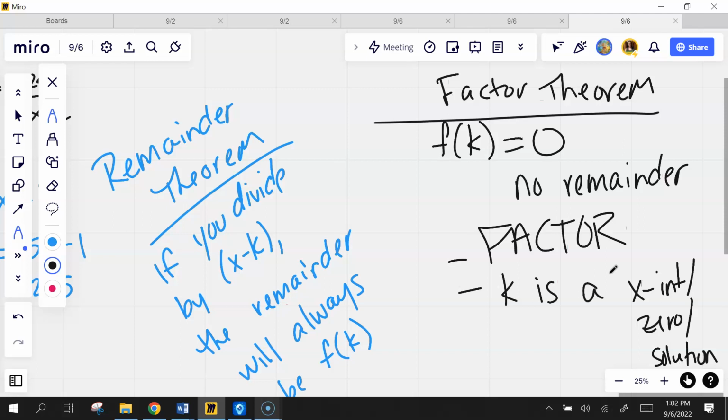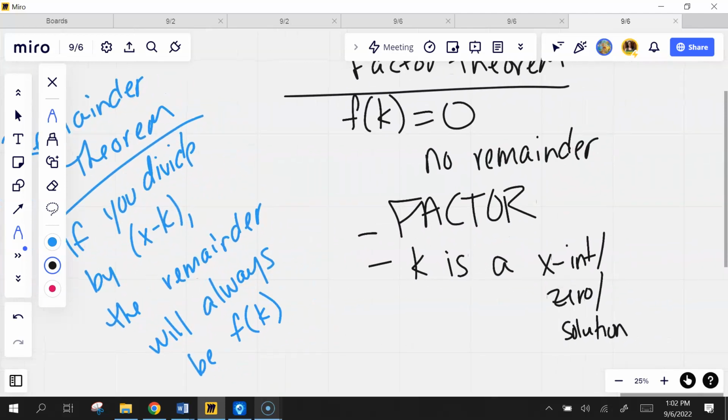I'll walk you through one of each that'll be in your homework, so you'll know how to do them. And then I'll be done. Y'all got that?